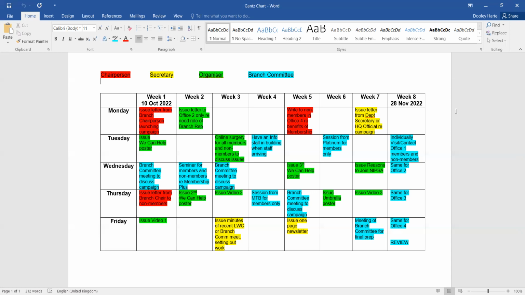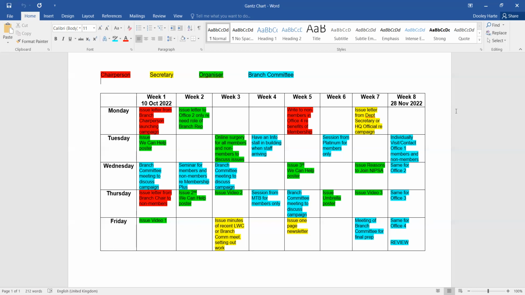Again, we'll probably look at that as a department-wide session rather than an individual branch session, but it's something that your members can link into. Start of week 5, we're back to what our priorities were at the outset, where the branch chair can write directly to non-members in Office 4, read the benefits of membership and encourage those members to join. Issue a 3rd, we can help poster.